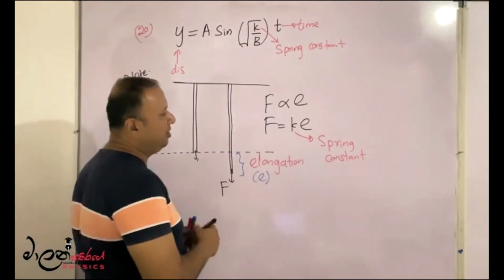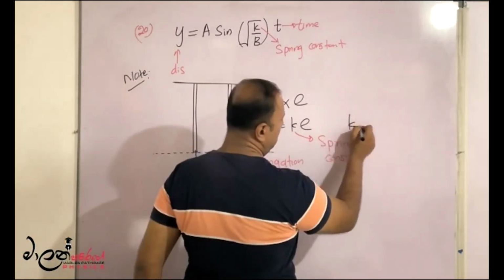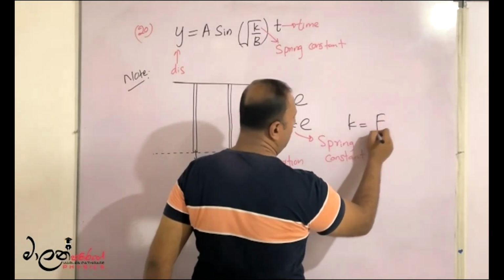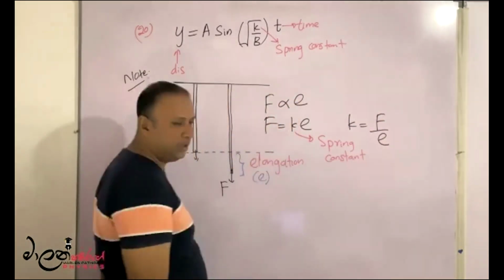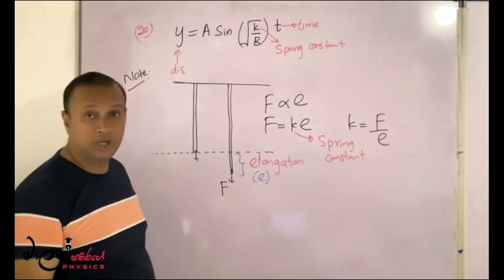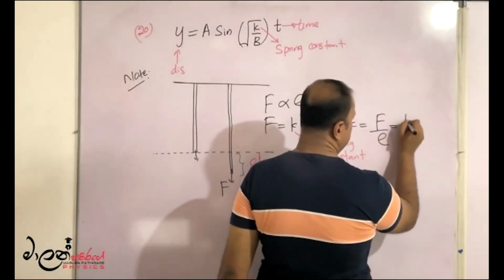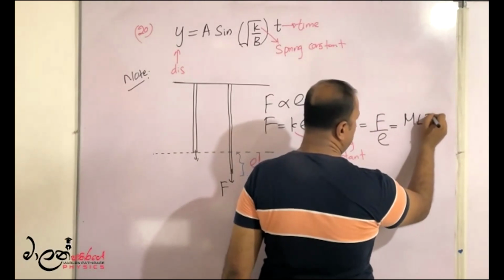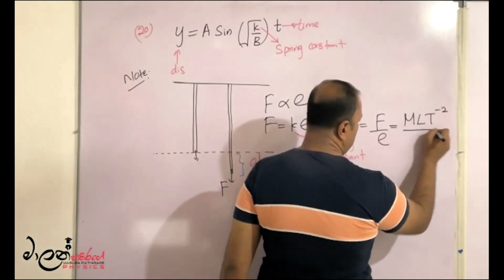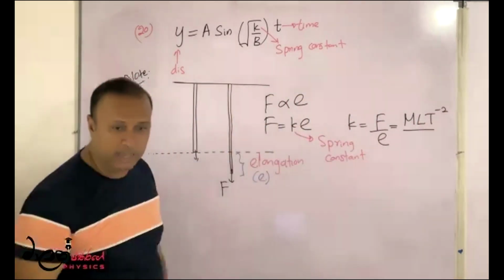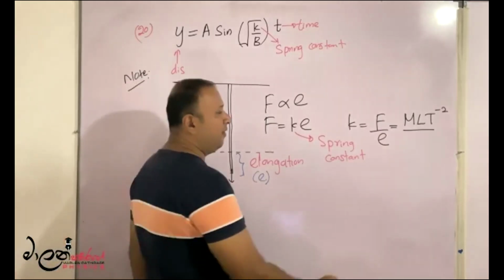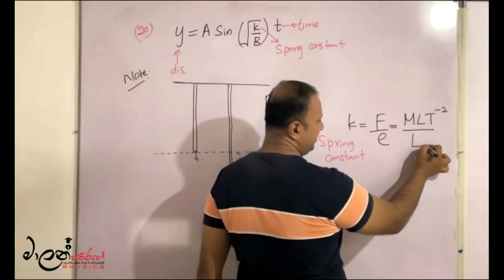Therefore, the spring constant K is equal to F over E. So what is the dimension of the spring constant? This is M T to the power minus 2. Elongation means a length, no? It is a length.